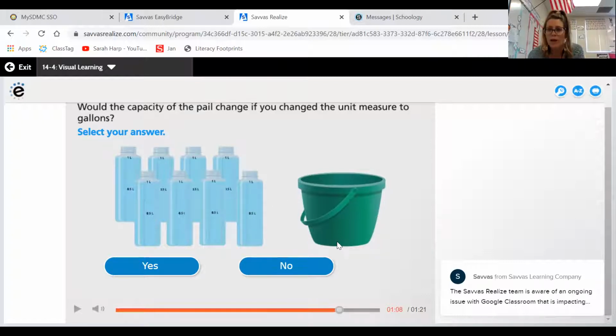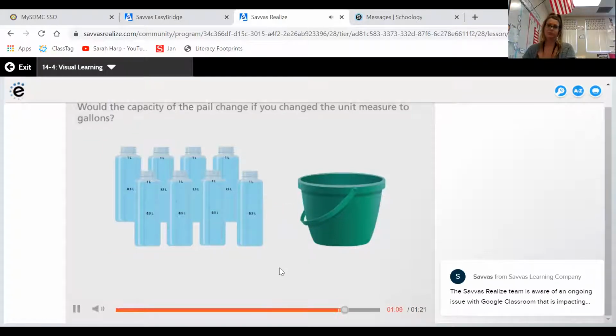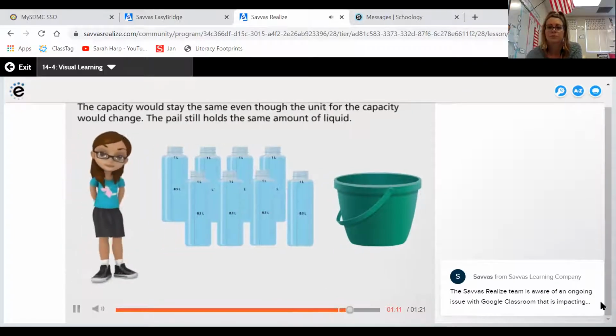Well, no, because even though gallons are bigger and we might use less of them, it's still going to take the same amount of water because it's the same pail, okay? And they'll help explain it a little bit better too. The capacity would stay the same, even though the unit for the capacity would change. The pail still holds the same amount of liquid.